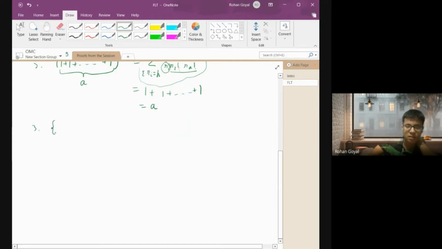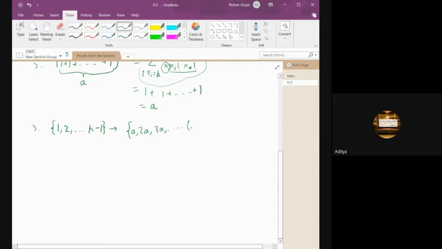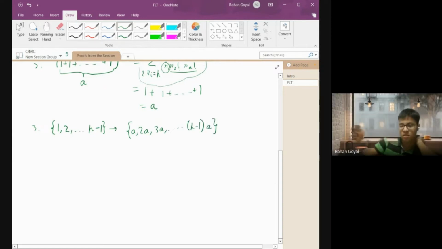So consider the set of things which are 1, 2, all the way up to p minus 1. And I change this to the set of things which are a, 2a, all the way up to (p minus 1)a, mod p. Right, now I just changed it to this set.